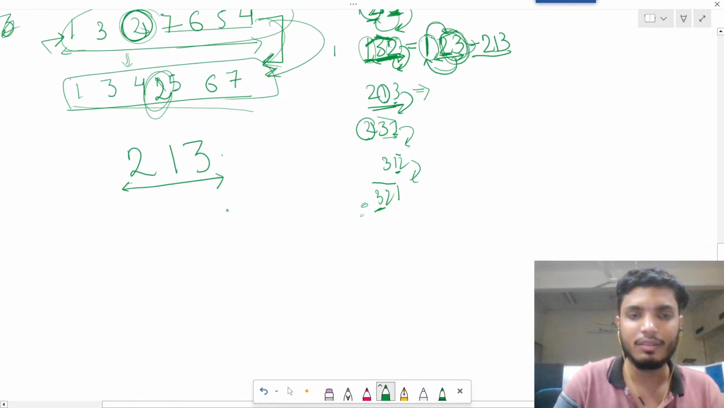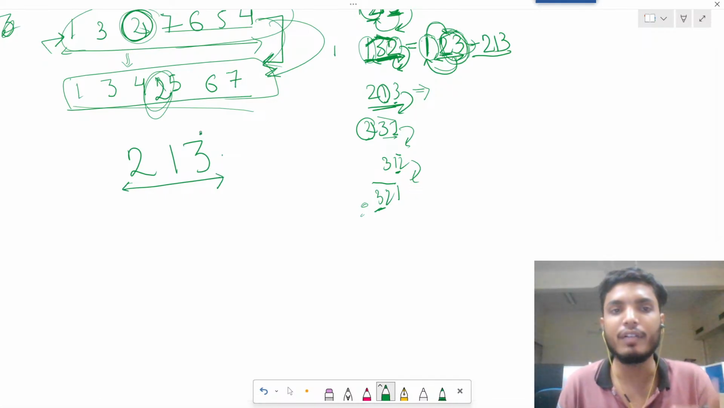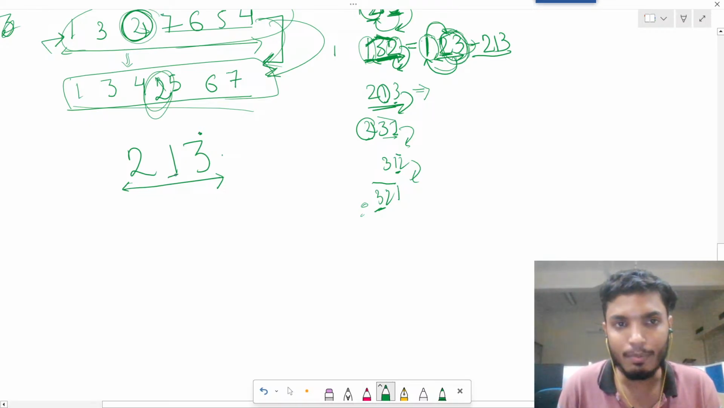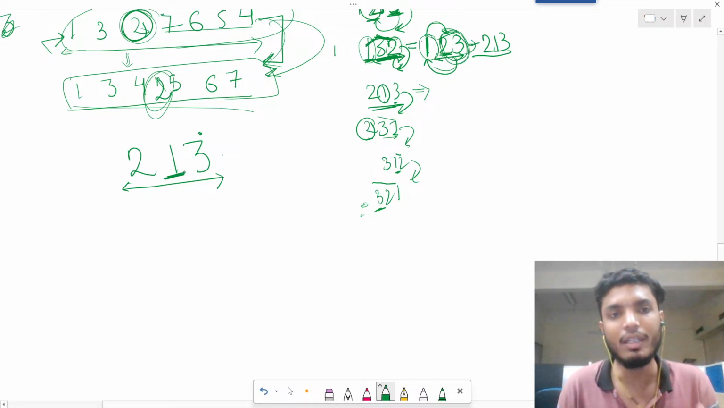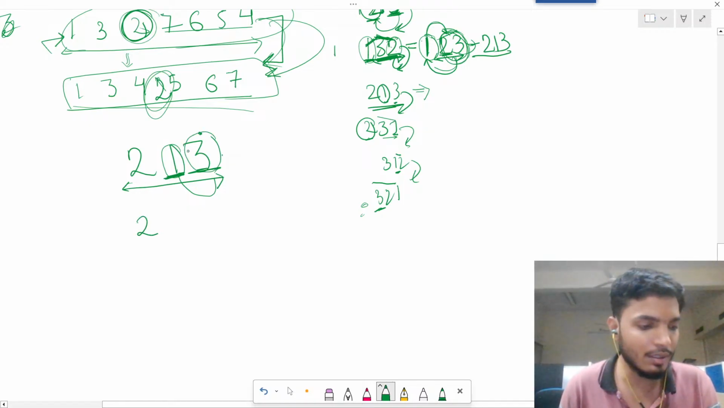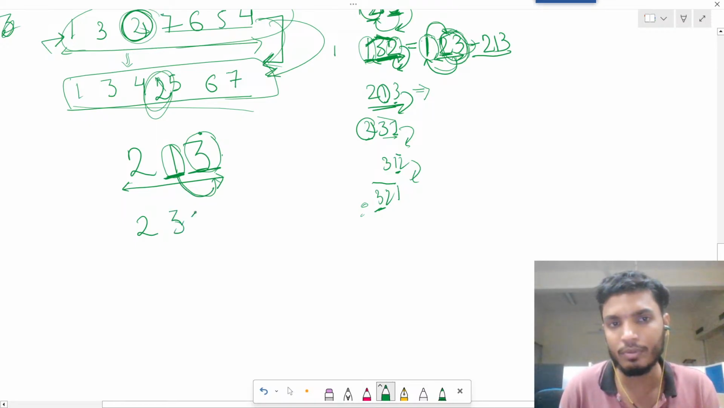So what is happening here in 213? I will be finding the first moment of decrease where the number is decreasing. So I am here at 3 and the next number is 1, which is a decreasing number. So this 1, which is decreasing, I need to move here. Because there is just one number, 3, which is greater than 1, I'll simply swap this whole thing. So I'll swap 3 and 1, and it will be 2 3 1.